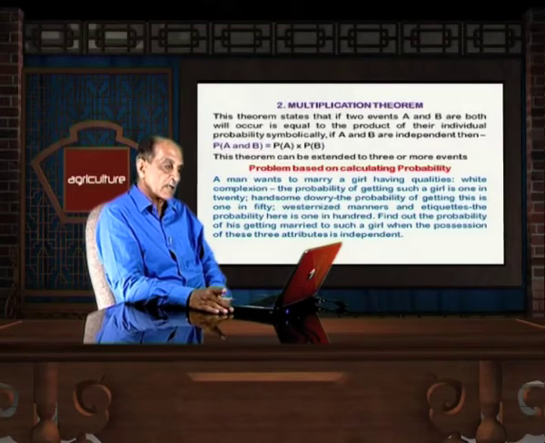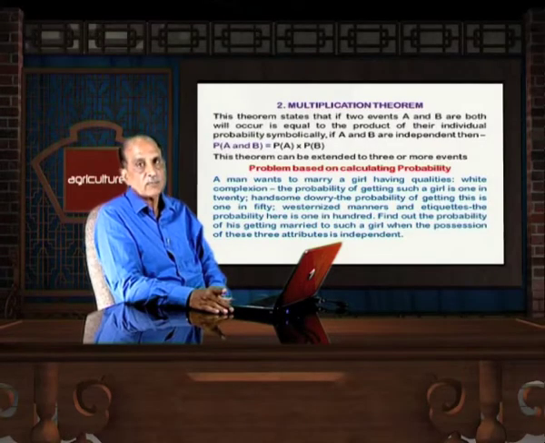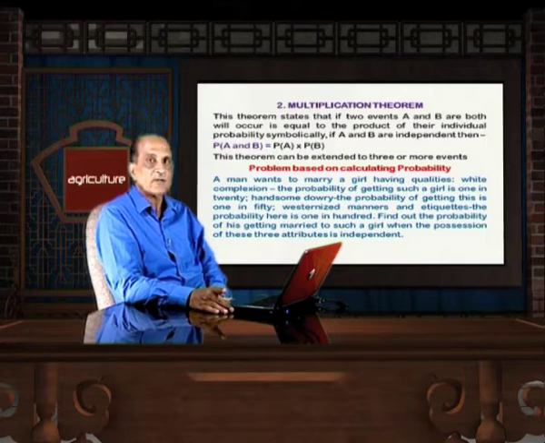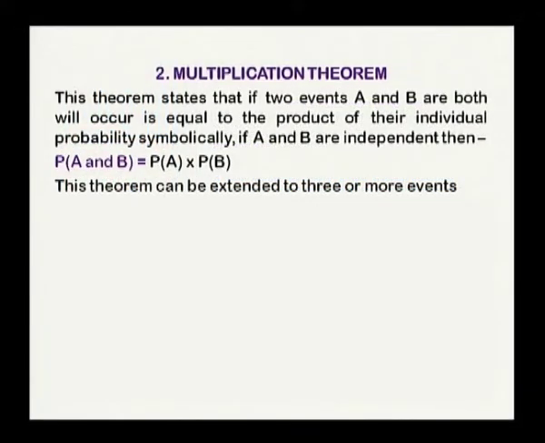Now, we discuss the second theorem that is used for calculating probability, and that is multiplication theorem. This theorem states that if two events A and B both occur, the probability is equal to the product of their individual probabilities. Symbolically, if A and B are independent, then probability of A and B is equal to probability of A multiplied by probability of B. Dear friends, this theorem applies only when events are not mutually exclusive. Now, this theorem can be extended to 3 or more events.